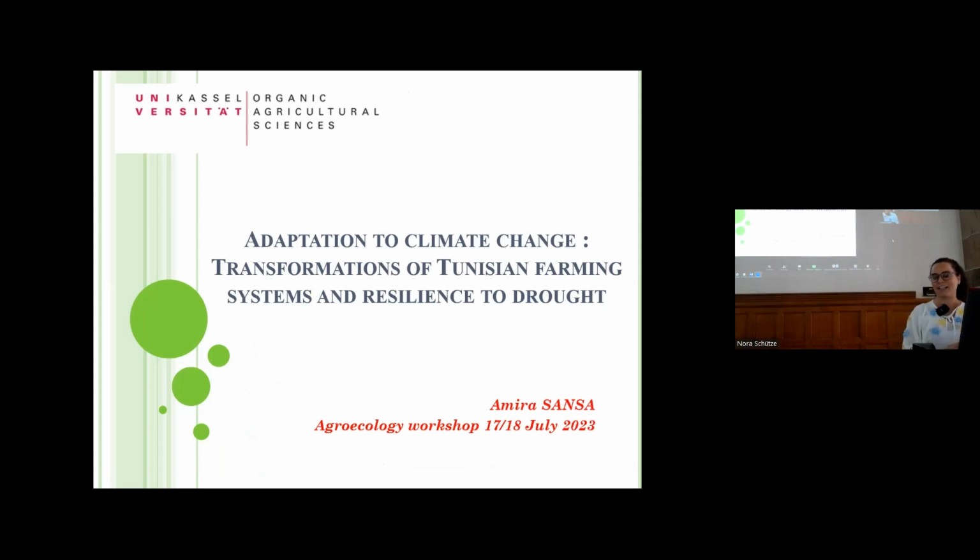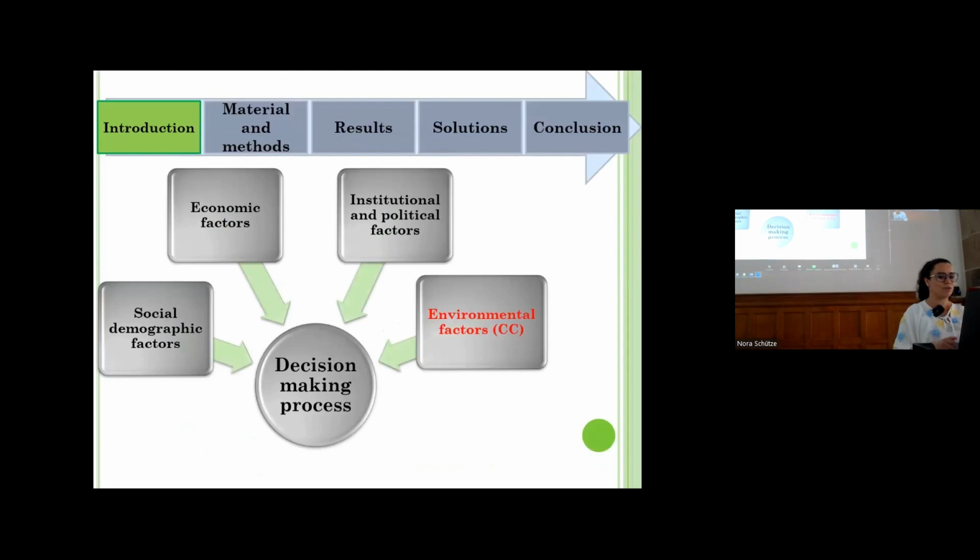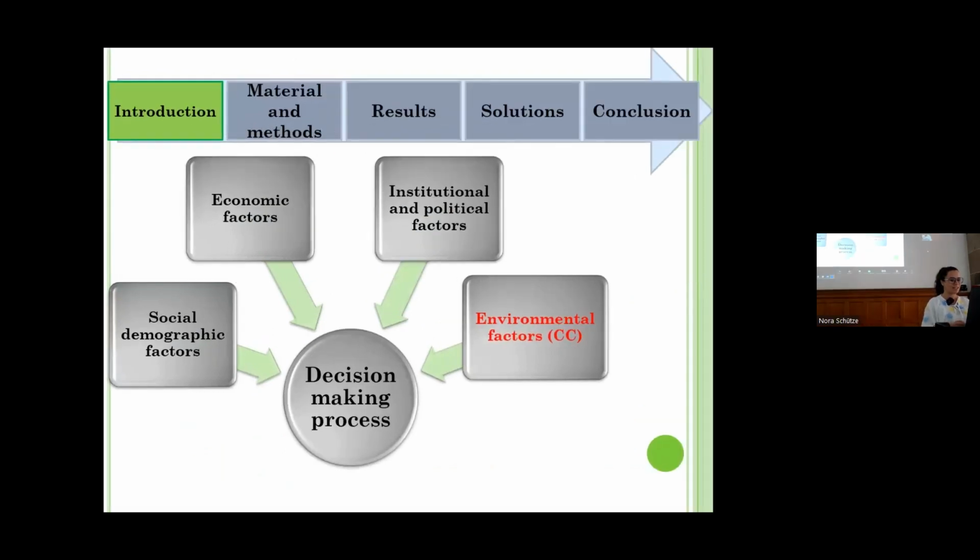So good morning, everyone, and thank you for giving me this opportunity to share with you my work about adaptation to climate change, transformations of Tunisian farming systems, and resilience to drought. It's really a specific study, and our starting point was the decision-making process, which usually depends on environmental factors such as climate change, institutional and political factors, and economic, social, and demographic factors.